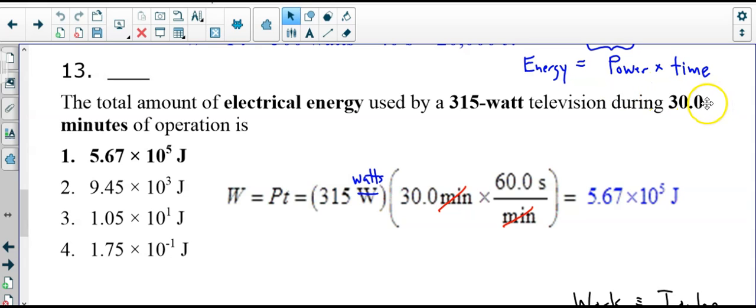And 30 minutes is time, but don't forget, you have to convert 30 minutes into the number of seconds. So 315 watts times 30 minutes times 60 seconds per minute, cancel your minutes, and you get 5.67 times 10 to the 5 joules. Let's take a look at another one.